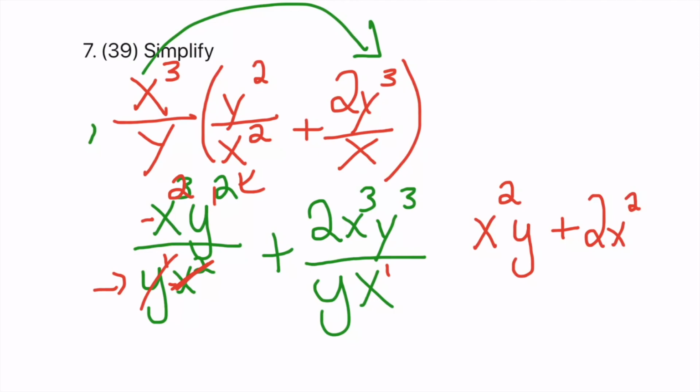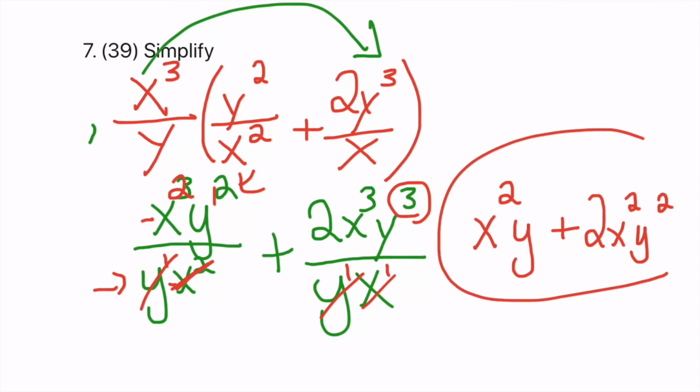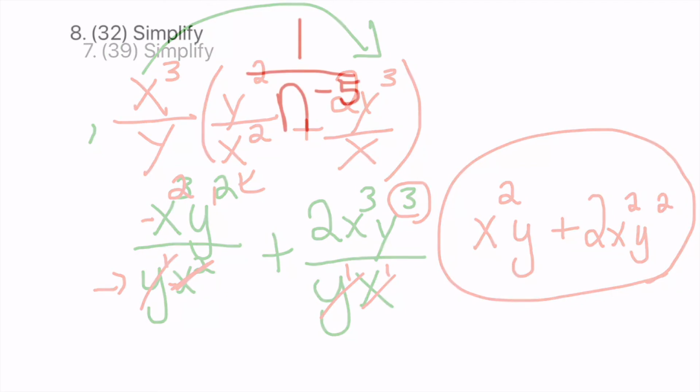And now let's look at the y's. We have y^3 and y^1. So again, 3 minus 1 gives us y^2. And again, everything canceled on the bottom. So we have no denominators anymore. So that is our final answer.